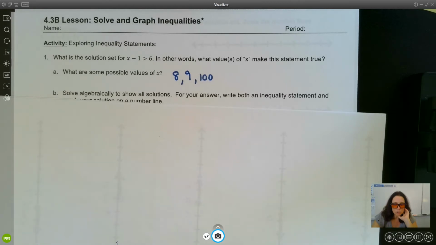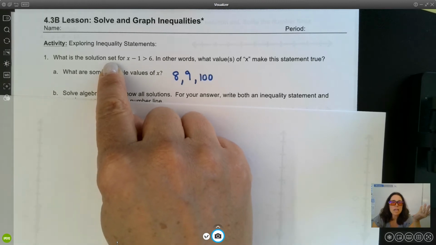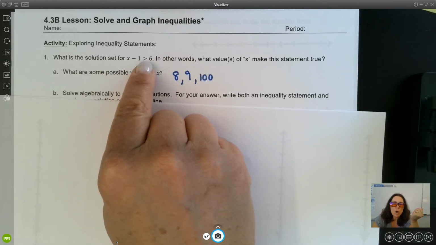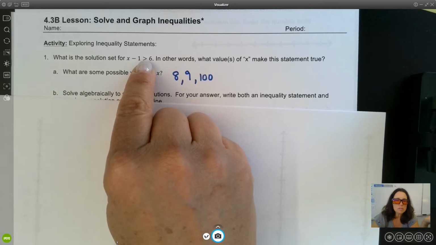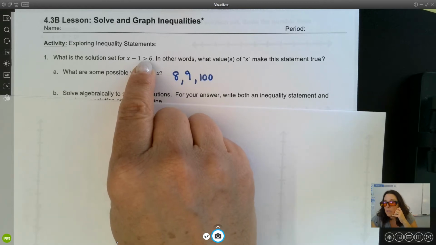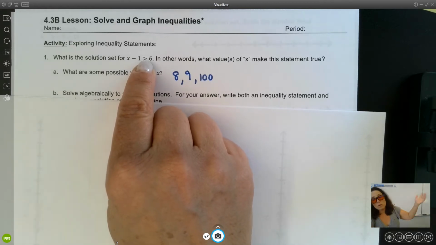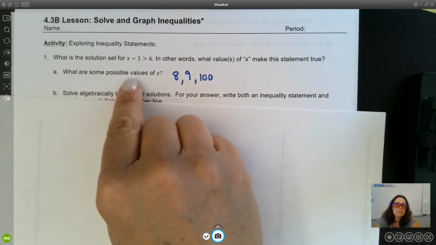All right, so solution set. We talked about that in the last lesson. Now that we have inequalities, we've got many answers to these. It's no longer x equals 5, for example. Now it's x equals 5, 6, 7, 8, 9, 10, all the way up to 1,000, all the way up to infinity, depending on what the situation is, the context is. All right, so what are some possible values of x?